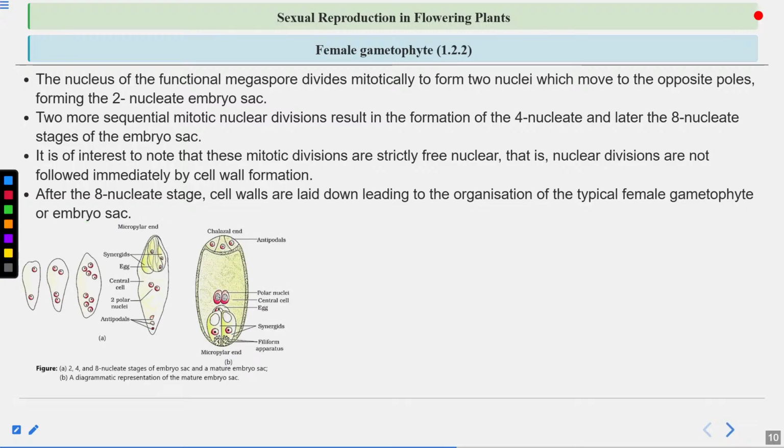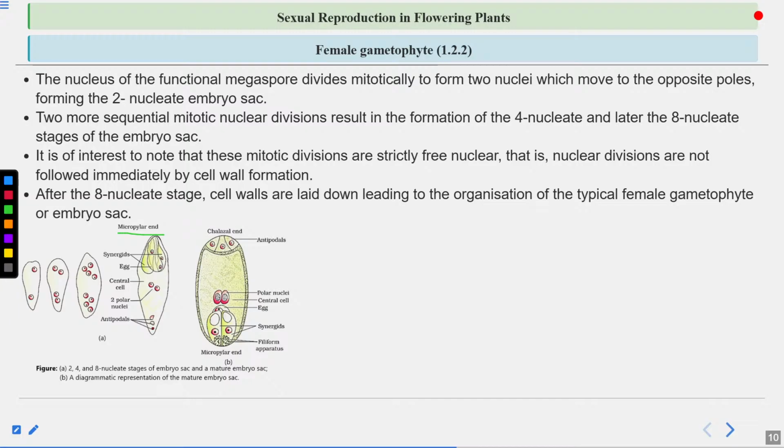So here you can see, this figure is very important. So remember this. At the micropylar end, we have the egg and synergids. The egg is in the center, with the synergids side by side. This structure, the egg and 2 synergids together, is called the egg apparatus, at the micropylar end. And at the chalazal end, there are the antipodals. We will discuss the significance of each and every cell.